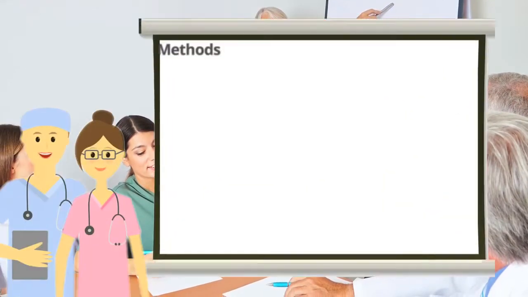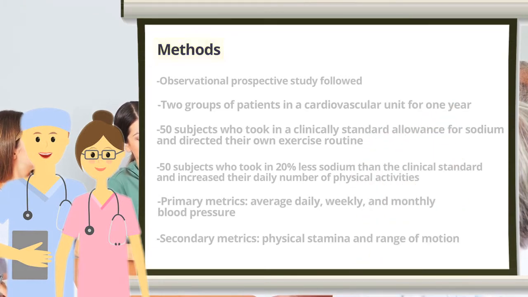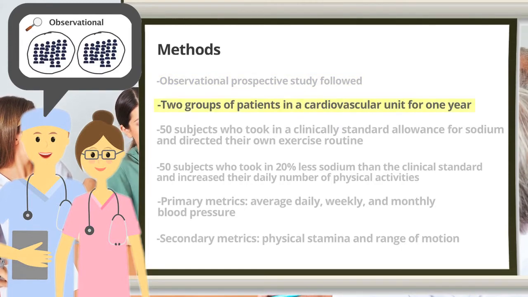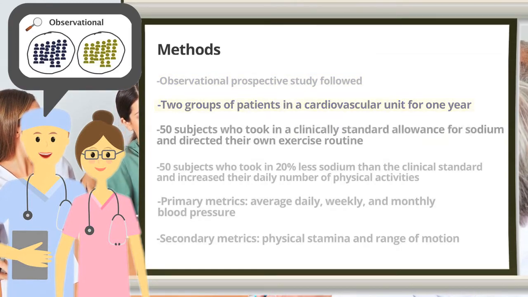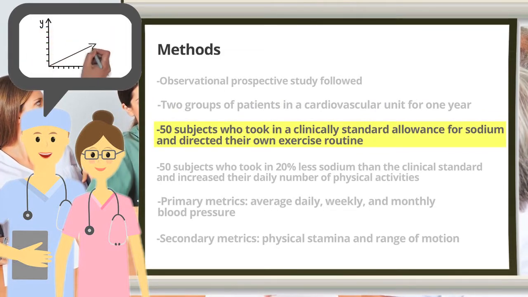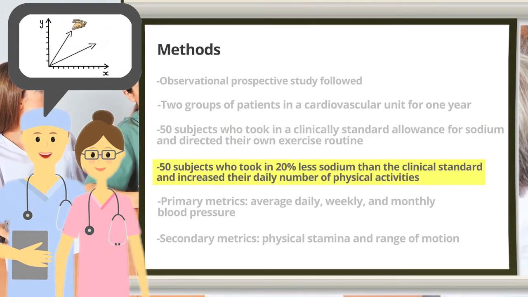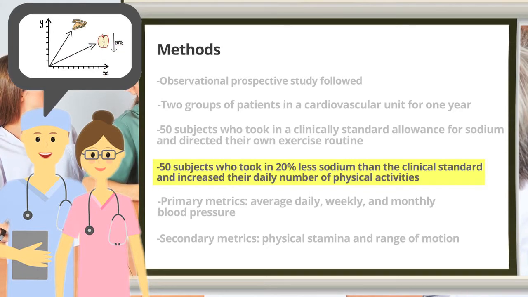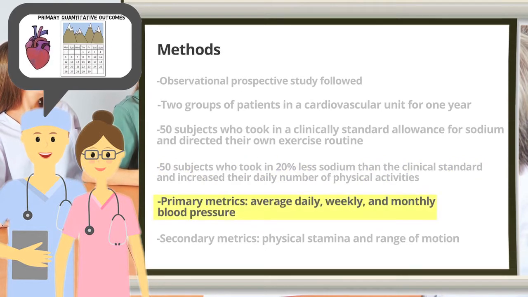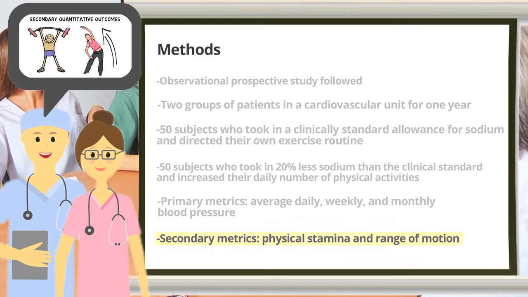Next, in the methods section, you'll go into detail on how you did your study. Again, in bullet point format, you could outline the following. An observational prospective study followed 2 groups of patients in a cardiovascular unit for 1 year. It involved one group of 50 subjects who took in a clinically standard allowance for sodium and directed their own exercise routine, and another group of 50 subjects who took in 20% less sodium than the clinical standard and increased their daily number of physical activities. Primary metrics were average daily, weekly, and monthly blood pressure. Secondary metrics were physical stamina and range of motion.